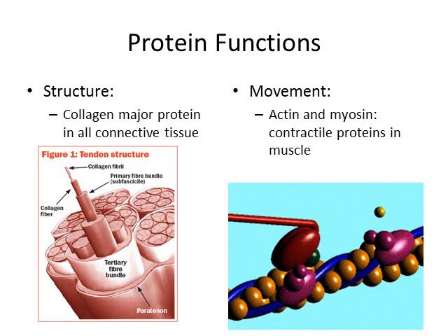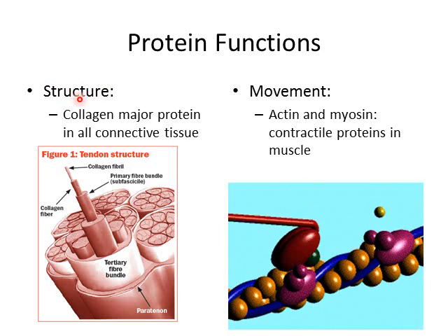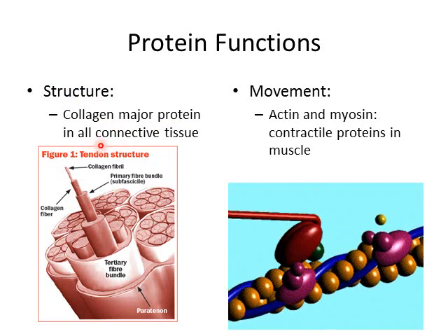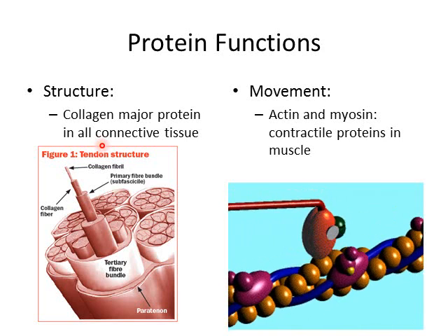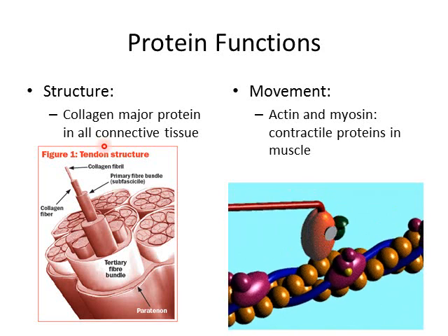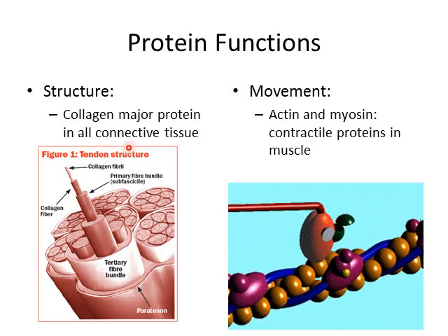One main function of proteins is the structure of the body. One example of this is collagen. Collagen is your major protein in all connective tissue, and it helps maintain our structure. That means we find it in our bones, tendons, ligaments, and muscles. We find it all over the body, and it maintains structure.